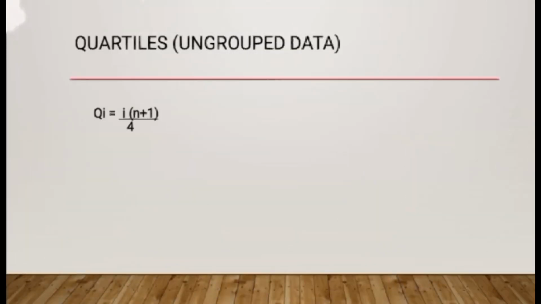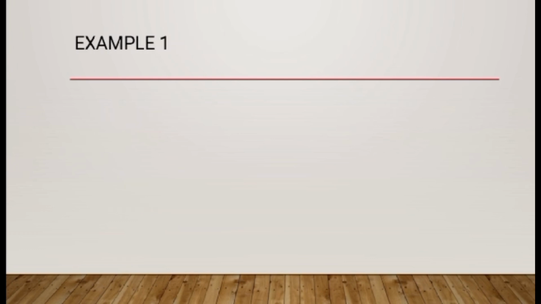So now, let's talk about quartile for ungrouped data. Quartile, di ba? Sabi nga, quartiles divide a rank-ordered dataset into 4 equal parts. So, this is the formula for finding the quartile, wherein our i is equal to 1, 2, and 3, which stands for quartile 1, quartile 2, and quartile 3. And yung n naman po natin is the number of samples. So, let's have this example number 1.